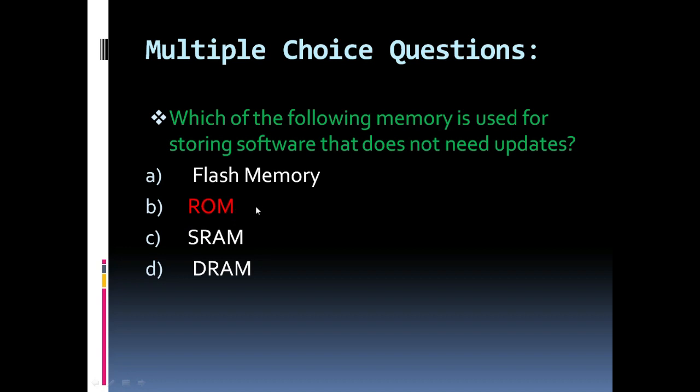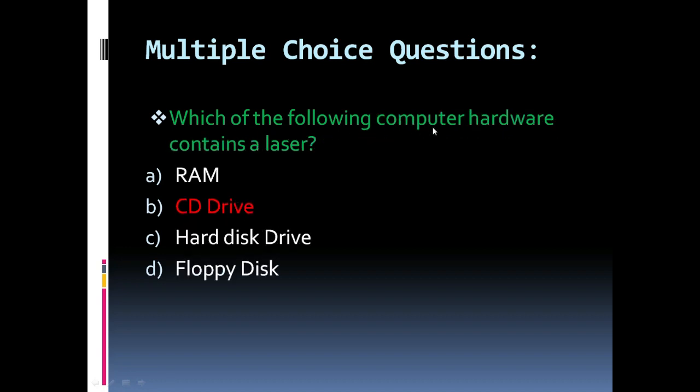Which of the following computer hardware consists of a laser? Option A RAM, option B CD drive, option C hard disk drive, option D floppy disk. Answer is CD drive. Next MCQ.